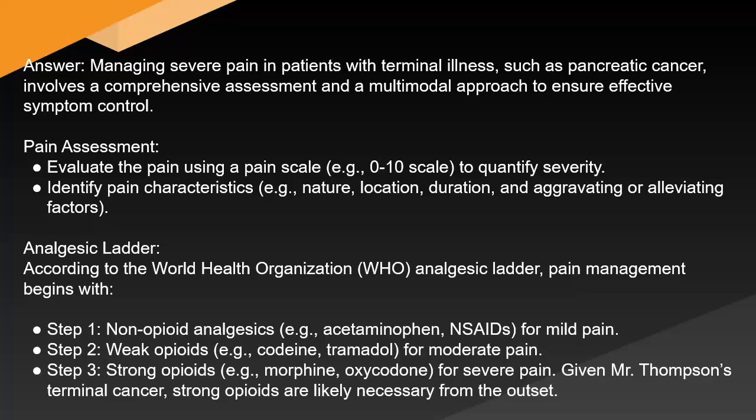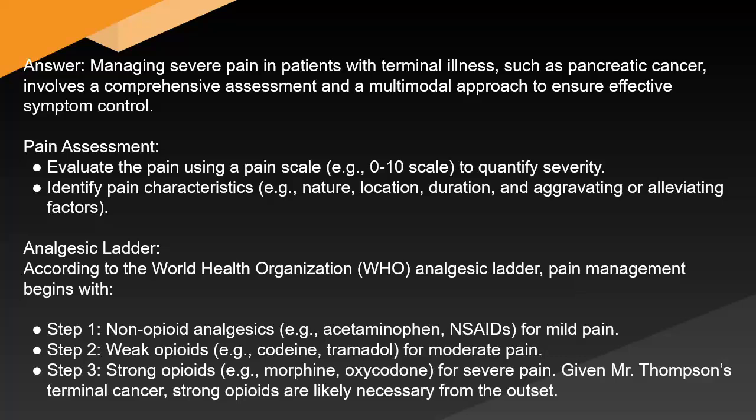Analgesic ladder: according to the World Health Organization (WHO) analgesic ladder, pain management begins with Step 1. Non-opioid analgesics, e.g. acetaminophen, NSAIDs for mild pain. Step 2. Weak opioids, e.g. codeine, tramadol for moderate pain. Step 3. Strong opioids, e.g. morphine, oxycodone for severe pain.